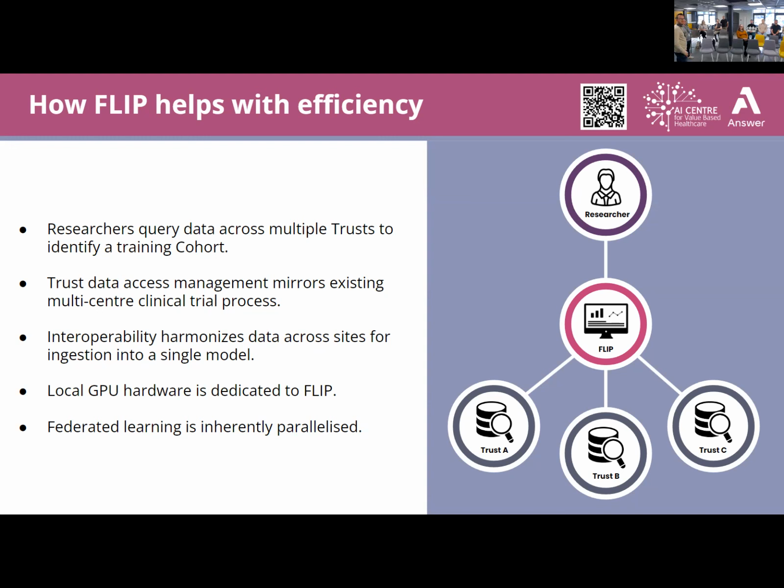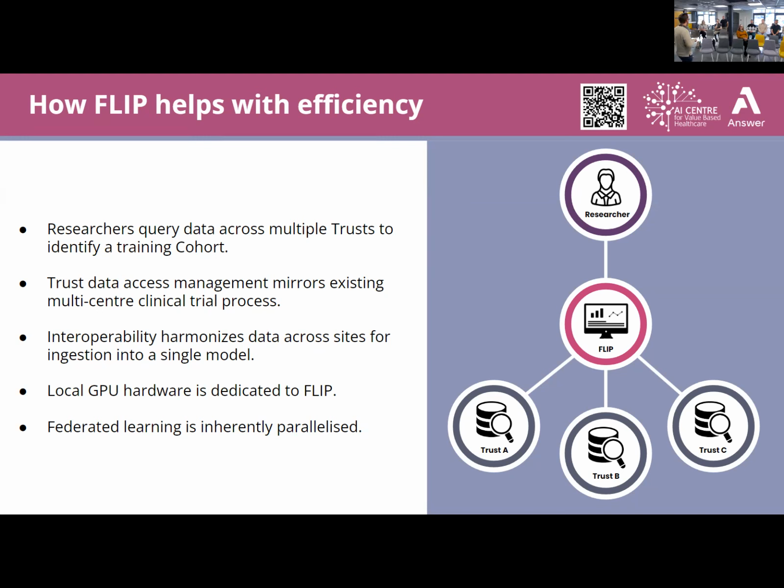So we use DGXs on trusts, which contain 8 very high power GPUs, which give more than enough computational power to train models. So there's no longer a need to take data out of trust onto local workstations. You've got the data privacy issues we're touching on there, but it's much more efficient.